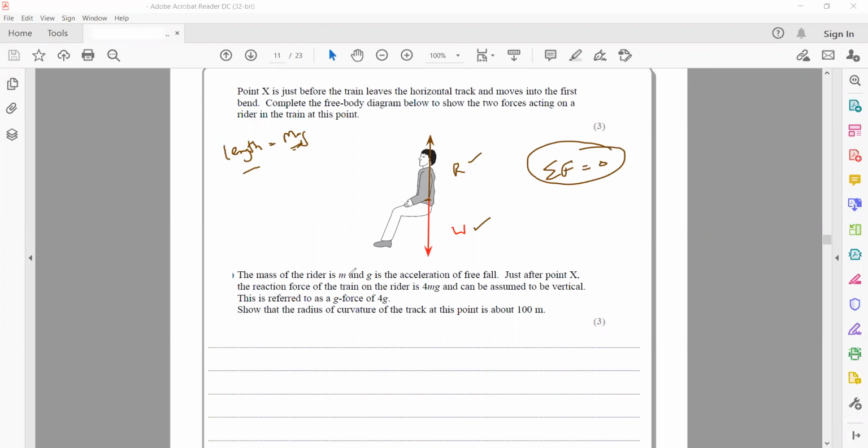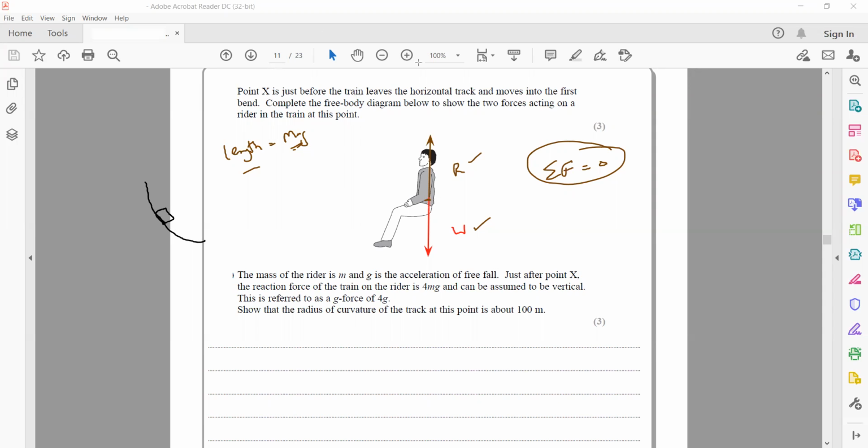The mass of the rider is m, and g is the acceleration of free fall, or gravity. Just after point X, the reaction force on the rider from the train is 4 mg, because now it is in the first bend. So when it is in the first bend, at this point, there should be a force which is directed towards the center.